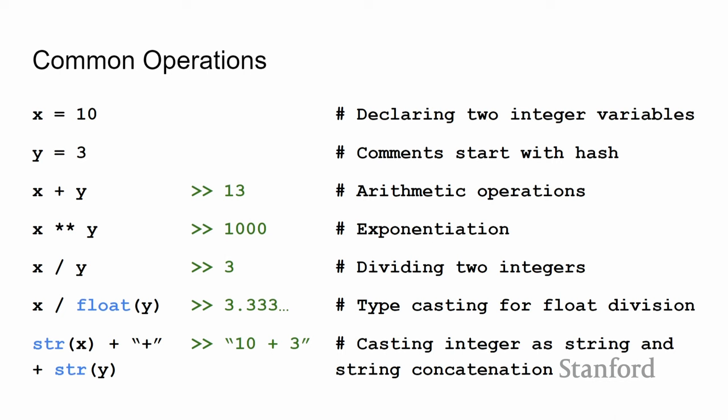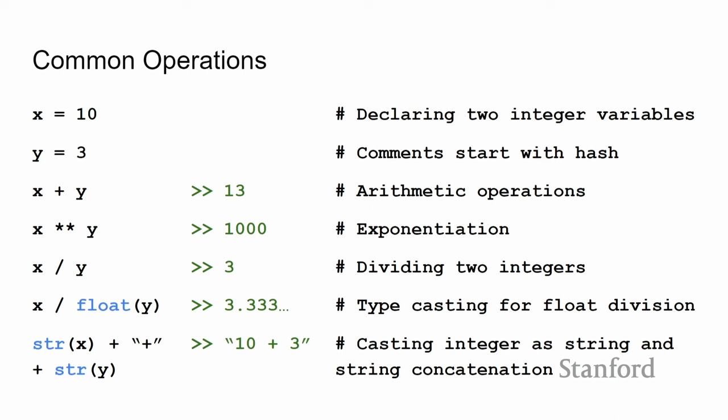You can do simple mathematical operations, such as the plus and division signs. You can do exponentiation, which is raising one value to another value, so x to the power of y, for example, using the double asterisk. You can do typecasting for float division, so if you want to ensure that your values are being divided, resulting in a float value and not just dividing two integers, you can cast to different types like float.